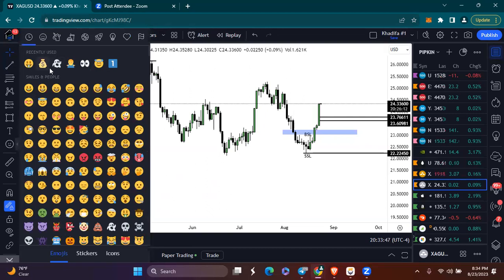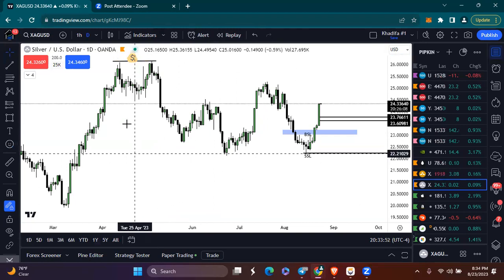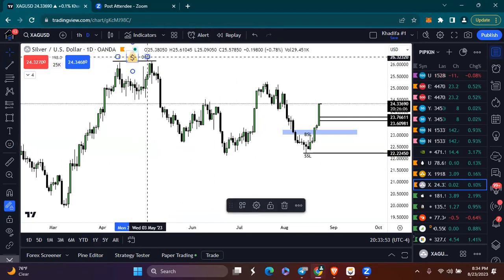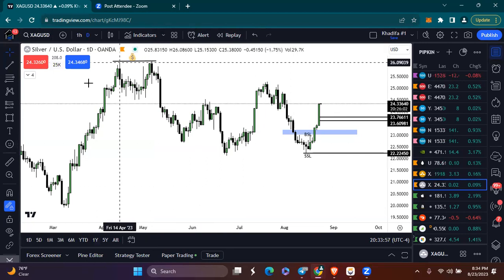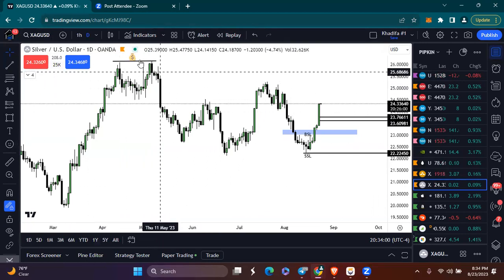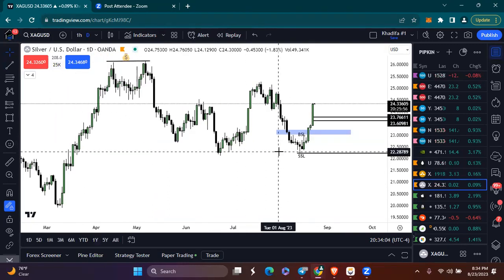What happened to my dollar sign? Oh, that ain't what I was looking for. I wanted my dollar sign. But we just gonna put big pool of liquidity right here. Silver could reach up and grab that.